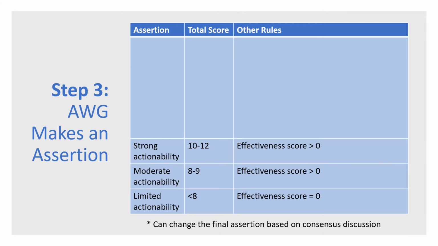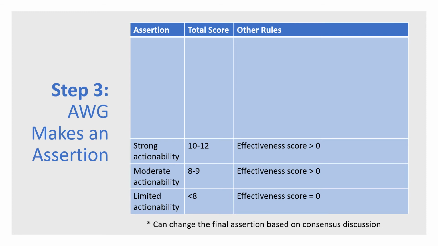What we mean by actionability assertion is that once the AWG has generated a report and calculated scores, they then make a more qualitative assessment of the level of actionability. We've developed 4 levels of actionability. The scores are used to generate an initial assertion of strong actionability, moderate actionability, or limited actionability. Total scores of 10 to 12 are given a preliminary assertion of strong actionability. Total scores of 8 to 9 are given a preliminary assertion of moderate actionability. And any total score less than 8 is given a preliminary assertion of limited actionability.